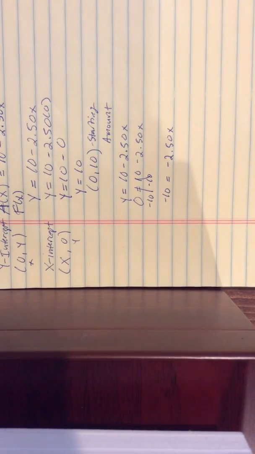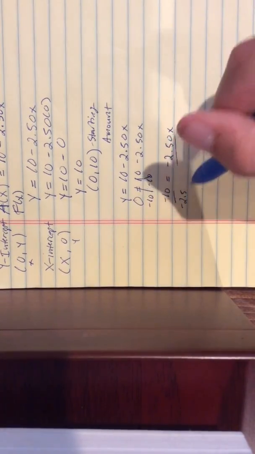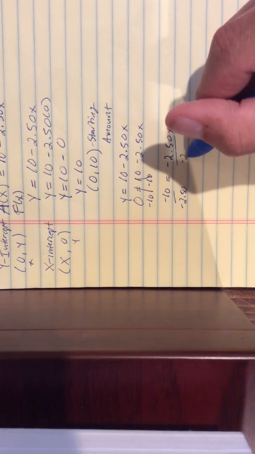Okay, from there, my last step to get x by itself is I'm going to divide both sides by negative 2.50. If you want to make it just negative 2.5, that's the same thing. Remember, don't forget the negative sign. We are dividing by a negative. I do change the operation to division, but I do keep it negative.